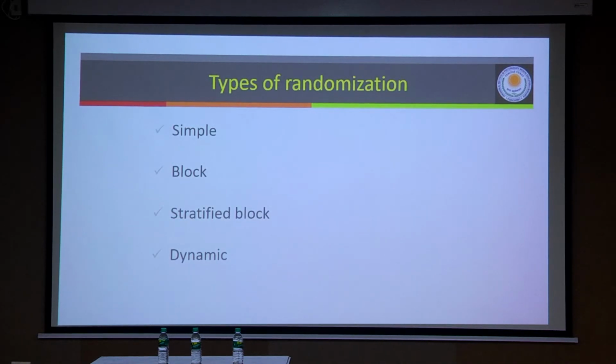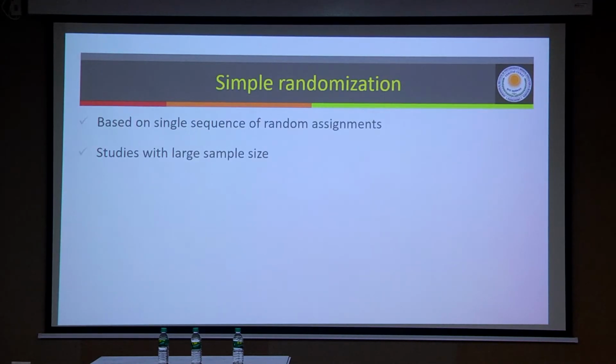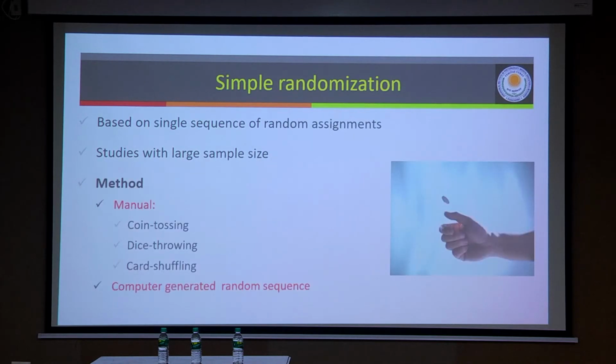Now there are different types of randomization again. It can be simple, block, stratified block, or dynamic. In simple randomization, it is based on a single sequence of random assignments. It is usually used for studies with a large sample size. When you have some 300, 400 sample size, you can conveniently use simple randomization. How will you do it? A patient comes to your OPD, you want to include them in your study, and you don't know whether to include in control or intervention. You toss a coin, if it's head, the patient goes to control group, if it is tail, the patient goes to the intervention group. That's the easy way of doing it.